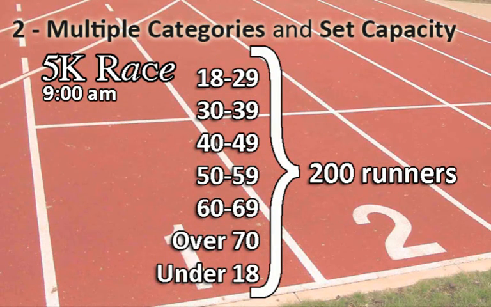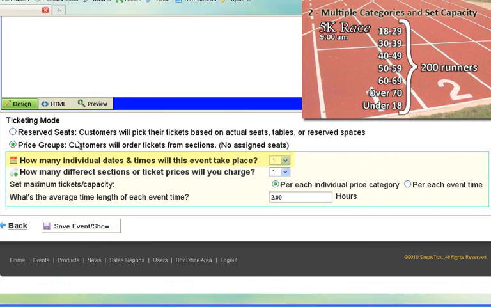It's also possible to define different groups of competitors when the ticket limit is not based on each group, but the overall race limit. This can be useful if it's not important how many of each group participate, or if you'd like to charge different prices per group, or would like to keep track of who belongs in what category for prizes or statistics. For the ticketing mode, I will select only 1 event time, since everyone will participate in the same race and start at the same time. I will then select 7 different sections, which will represent the age groups, and set the maximum capacity per each event time, which means that the capacity limit is set overall.